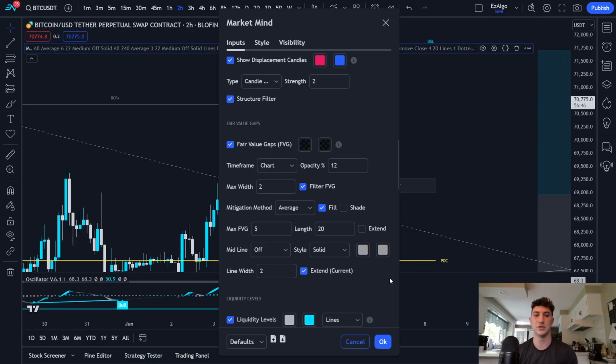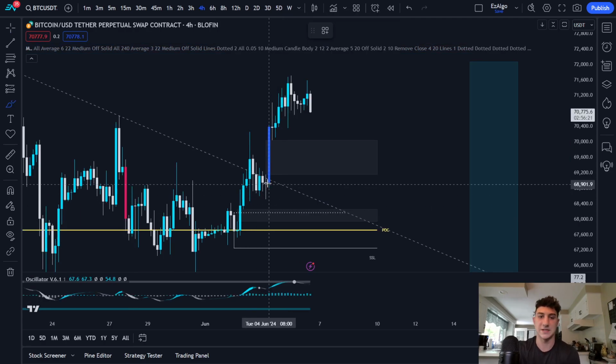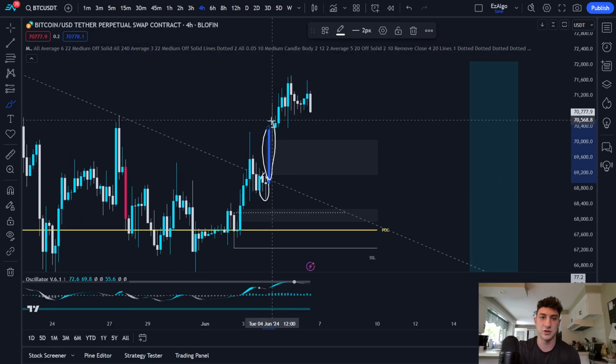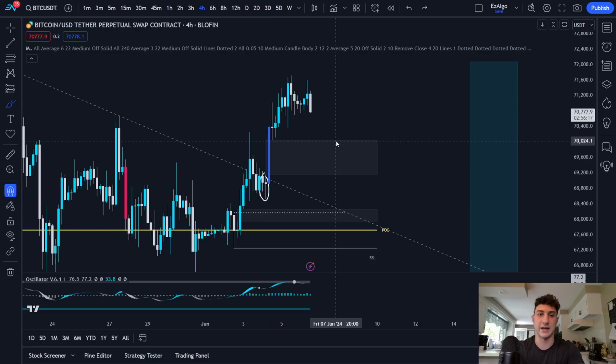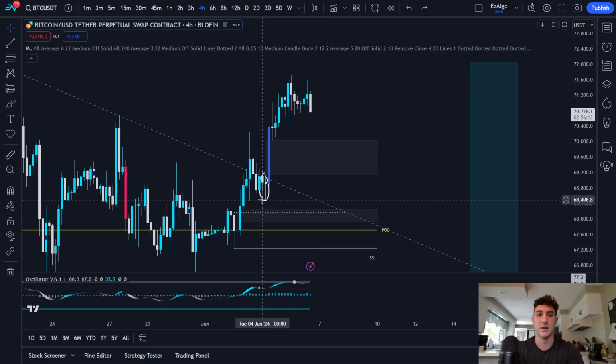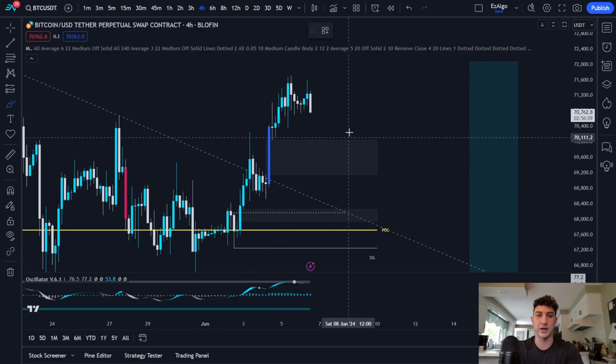And that leads us into fair value gaps. A fair value gap is made up of 3 candles, right? 1, 2, and then 3. And then again, guys, right, this is another trade that I would take, right, on a slightly higher time frame. Again, we have that bullish displacement candle creating a fair value gap breaking structure.